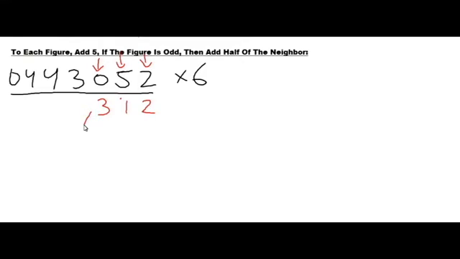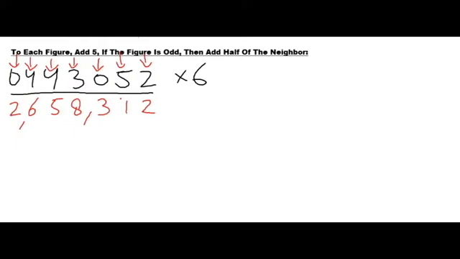Now we are again at an odd figure. So 3 is odd, we add 5 to it, it becomes 8. 8 plus half of 0 is 0, so 8 plus 0 is still 8. We'll put 8 here. And then this 4 plus half of 3 is 1. So 4 plus 1 is 5. And this 4 plus 2 is 6. And then this 0 plus half of neighbor is 2. So 0 plus 2 is 2. We got our answer, 2,658,312. Let's do more.